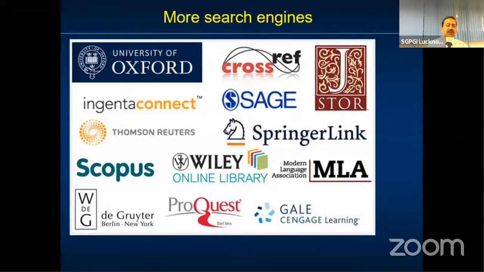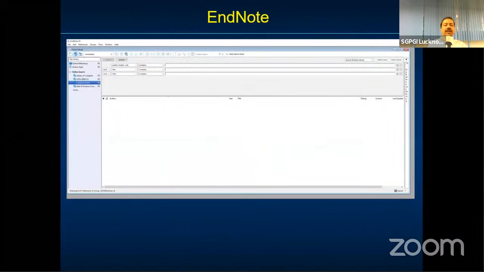Thomson Reuters is the company which actually gives the impact factor for the journal, and they also provide you a search engine. So there are a lot of such search engines available. Now this is another search engine.